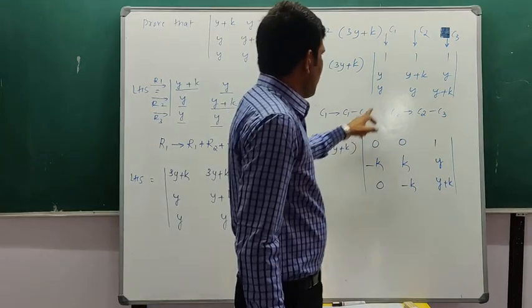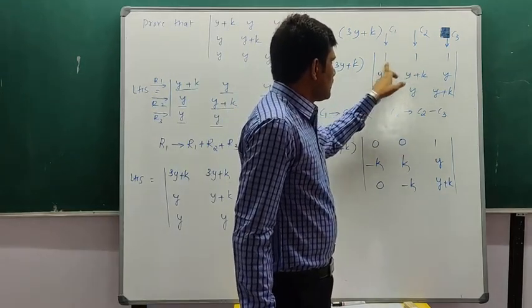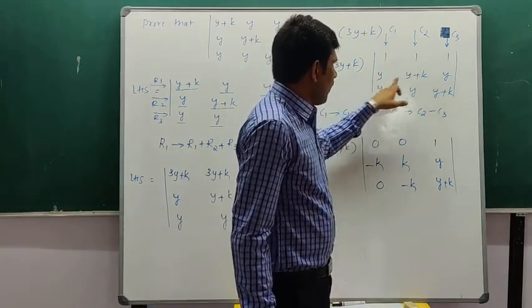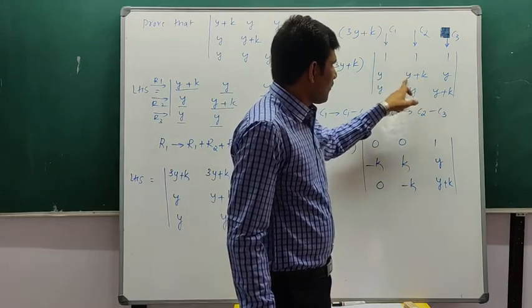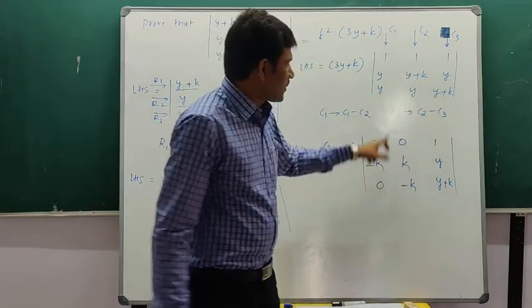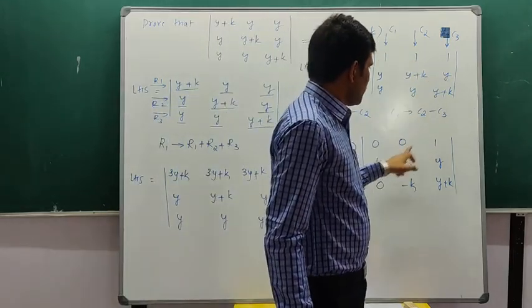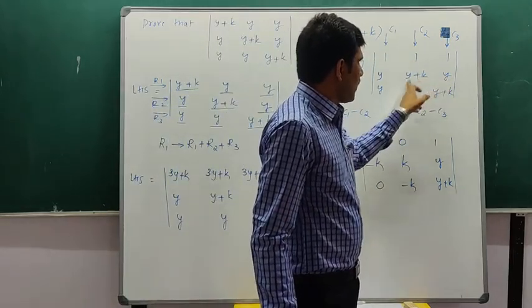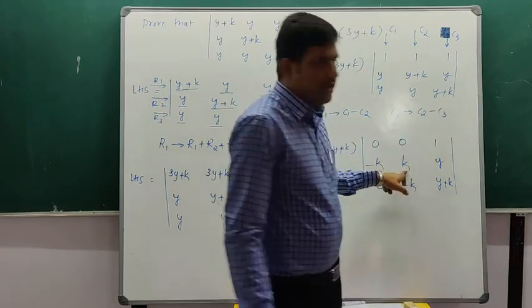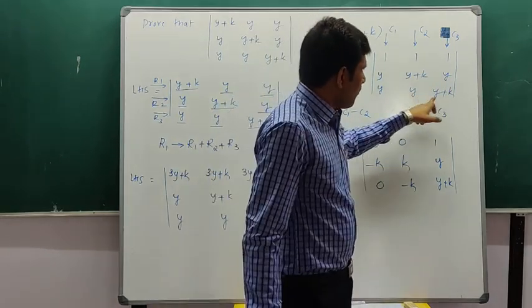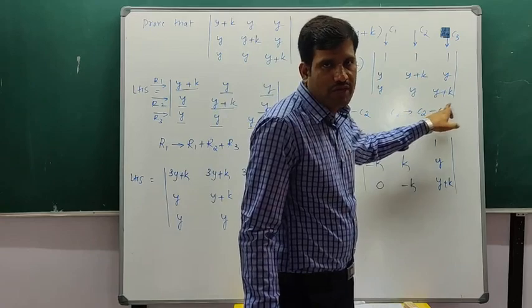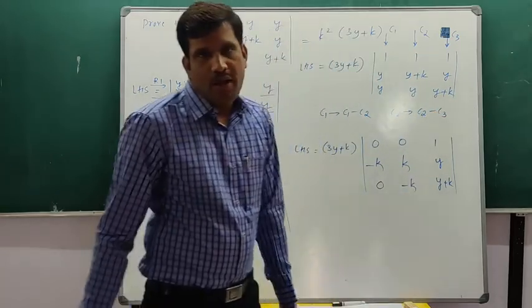So I am doing C1 minus C2, this is C1 and this is C2, 1 minus 1, 0, y minus k plus y minus will get cancelled, it is minus k, y minus y will be 0. Now it is 1 minus 1 is 0, y plus k minus y plus y minus will get cancelled, then it is k. So y minus k plus y minus will get cancelled, now it is minus k.